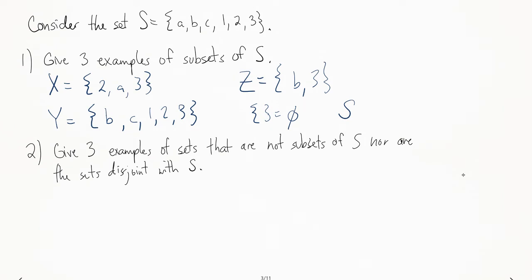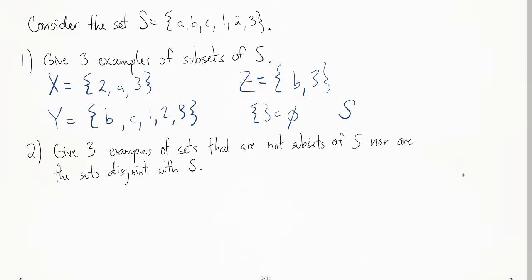The list goes on, but in fact you could find 2 to the 6th different subsets overall. So there's quite a few examples you can go through there. Alright, so 64. Give 3 examples of sets that are not subsets of S, nor are the sets disjoint with S. So that's actually important. They're not disjoint. So if they're not disjoint, that means they have to share at least an element.